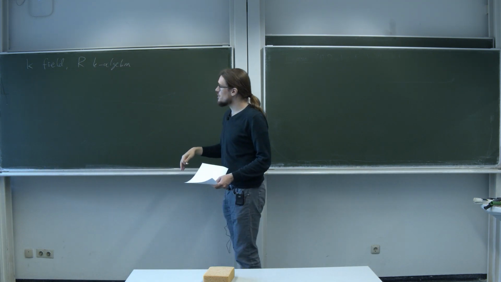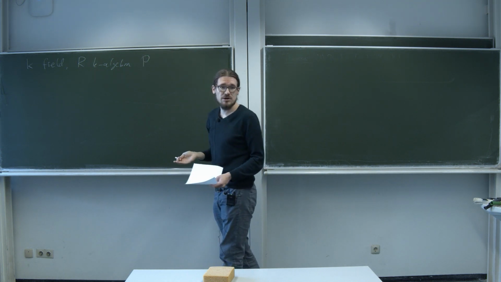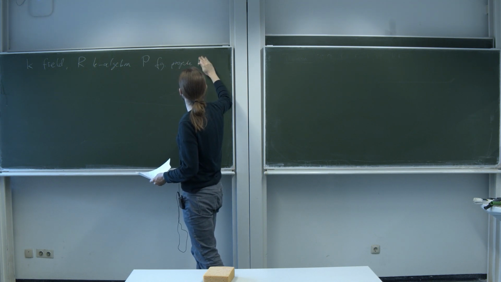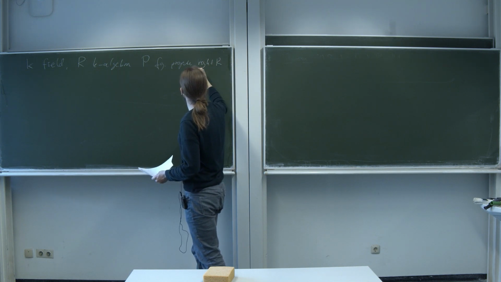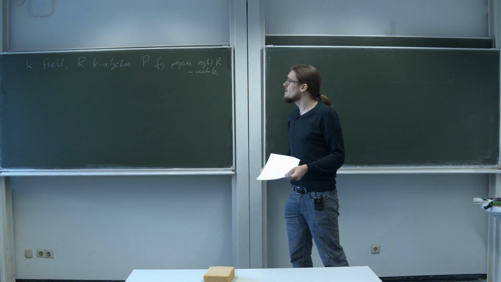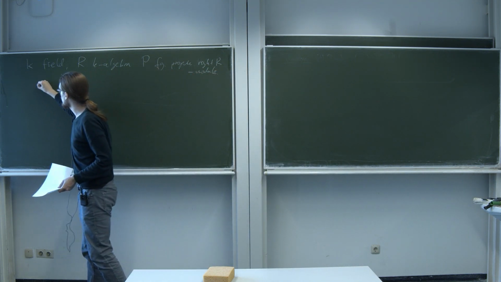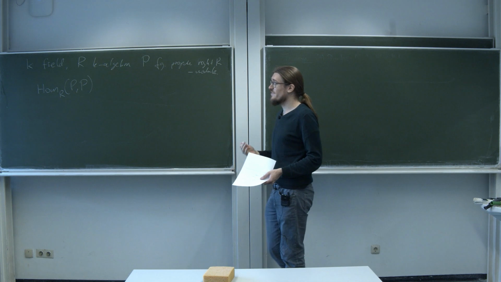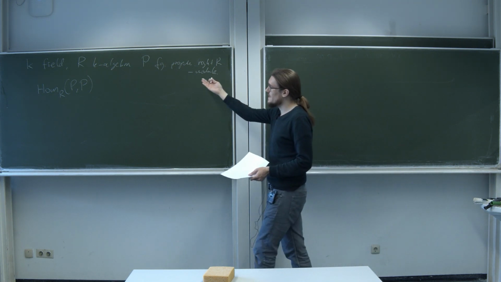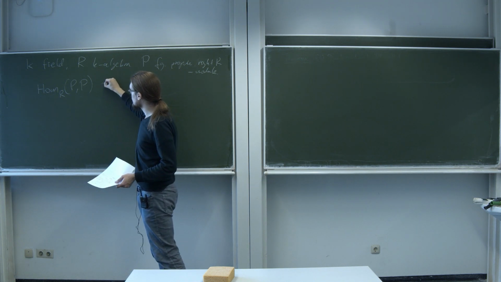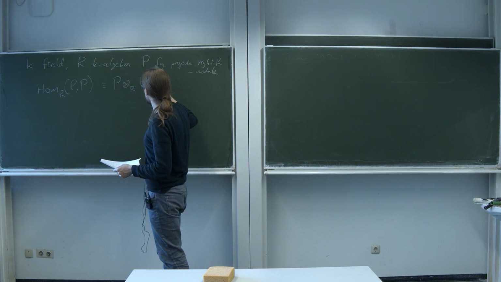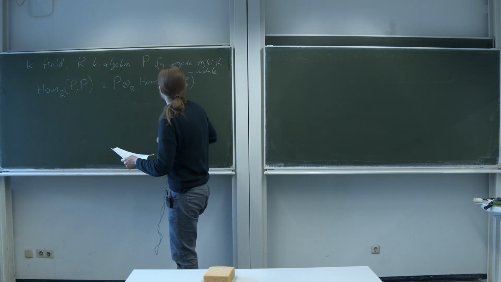And then we consider P to be a finitely generated projective module, say right module over R. So the trace should assign to every endomorphism of P some value. Since P is finitely generated projective, we can write this as the tensor product of P with the dual of P.